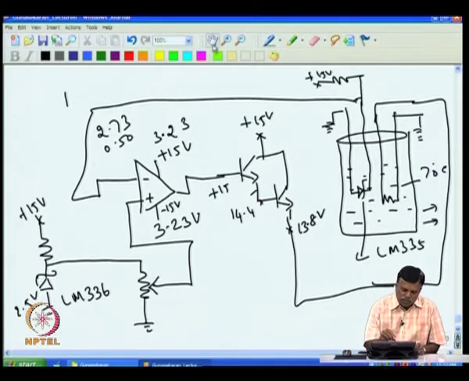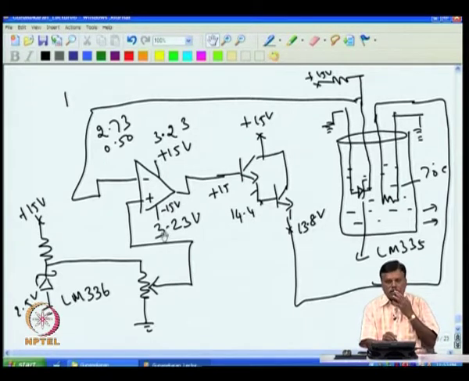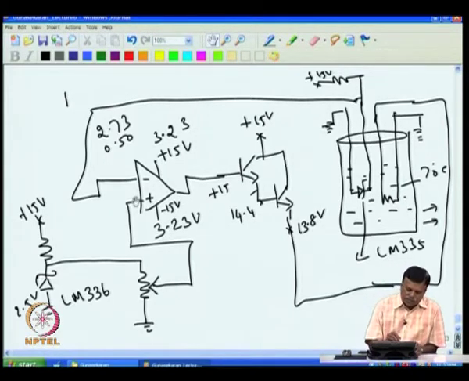So, slowly the voltage at this point will be rising. As the voltage at this point rises, the difference between these two keeps decreasing. But we know that in any op amp, the difference between these two multiplied by the open loop gain is the output. Whether it is closed loop or open loop, this is always true.